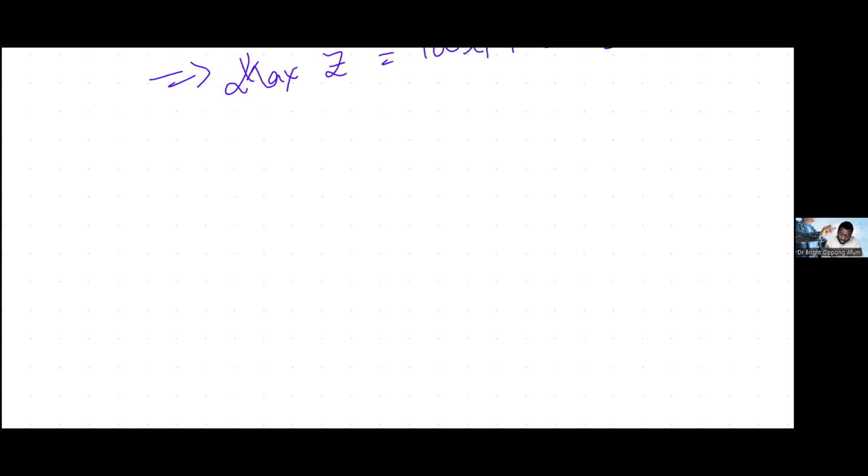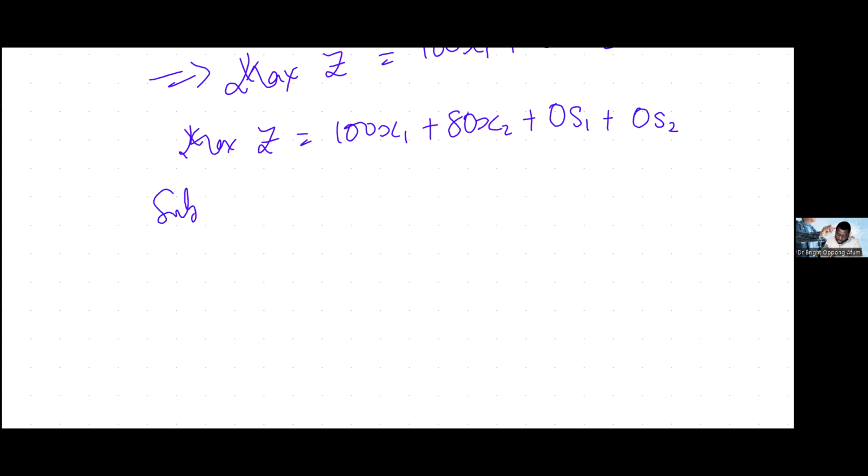So for us to do the transformation, which is the first step of the simplex method, you see that the objective function, the maximization function of z, which is 100x1 plus 80x2 plus 0s1 plus 0s2, is then subject to which set of constraints?